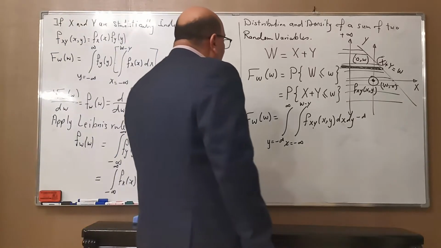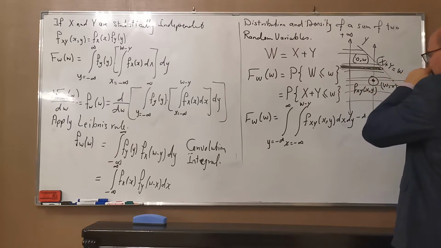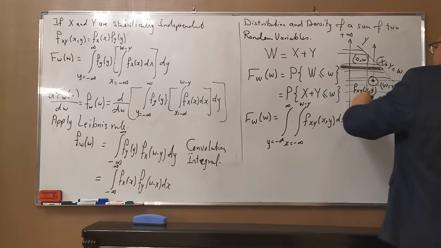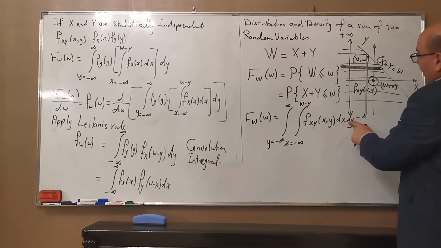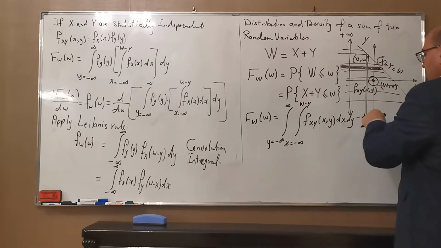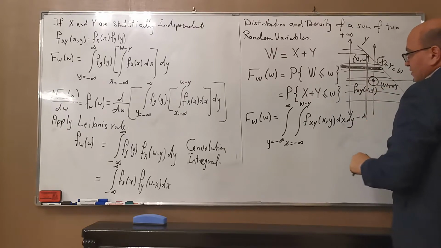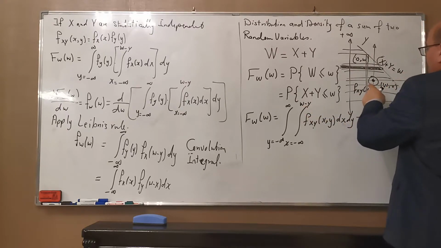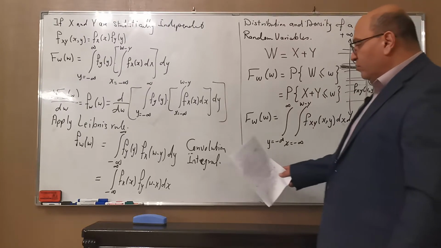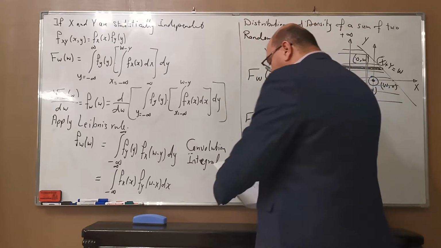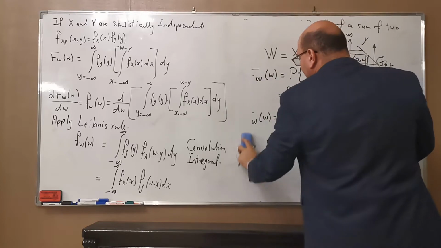This can be achieved if, instead of taking this horizontal infinitesimal strip, you take this vertical infinitesimal strip and do the integration dy dx. So y will be from minus infinity to w minus x instead of w minus y, and x is going from minus infinity to infinity. So this is the convolution integral, and this is a very important result that we would like to discuss with you and do some examples.